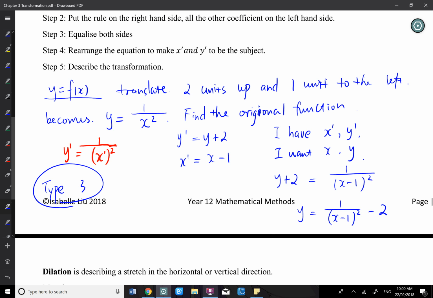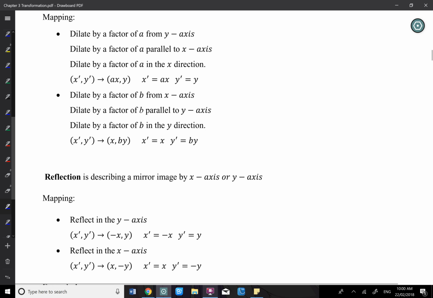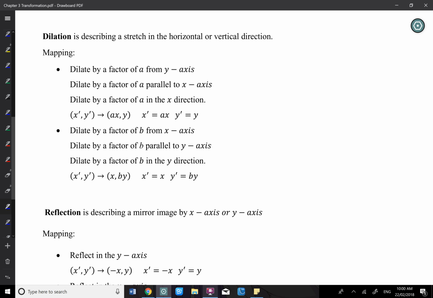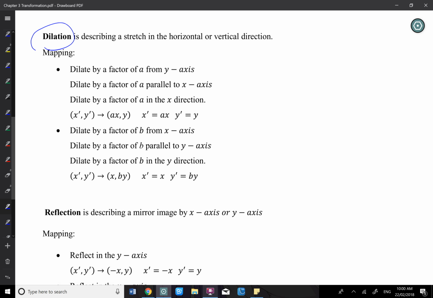So I have gone through all 3 types with you. That's everything for translation. Dilation is the same, but a little bit different. I have gone through the hardest part already. So let's have a look at the next page. I can show you exactly the same method. The only thing to change is the mapping notation. For translation it is adding or subtracting. But for dilation, it is a stretch or compress from the horizontal or vertical. Stretch that way, compress that way, or stretch the graph that way, or compress that way.